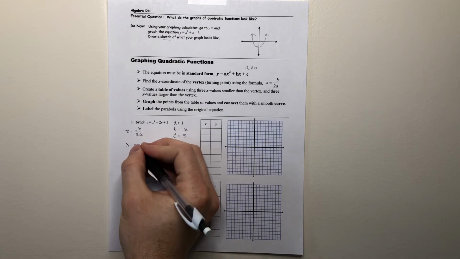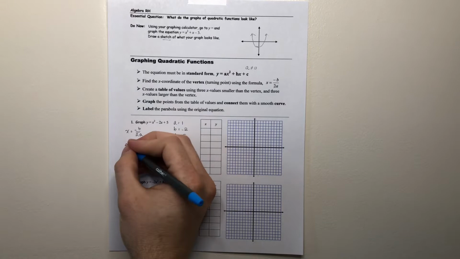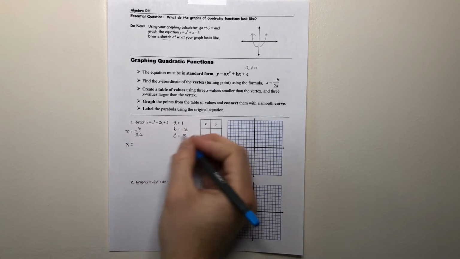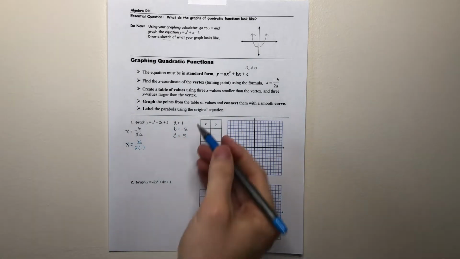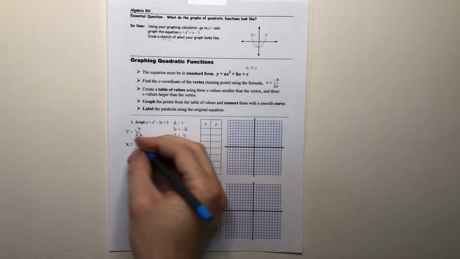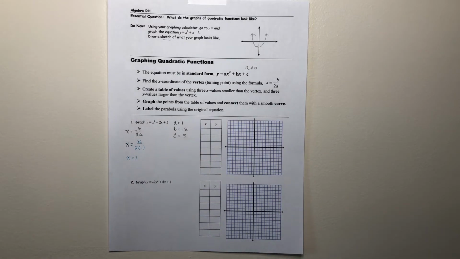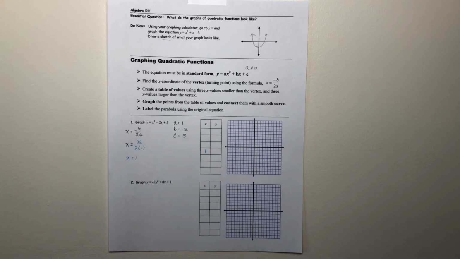And then we're going to substitute these values in. So it's x equals negative negative 2. So that's going to become positive 2. And we know the value of a is 1. Again, the opposite of b, so the opposite of a negative 2 is positive 2. And that's going to give us x equals 1. So we want to put that value right there in the middle.